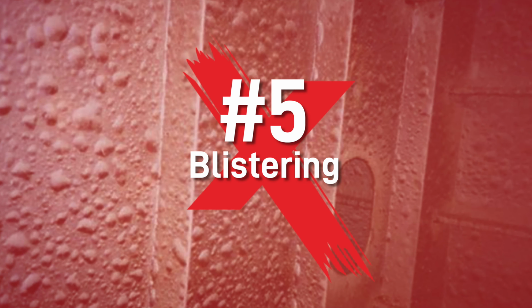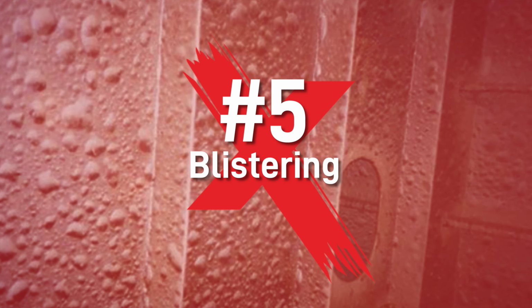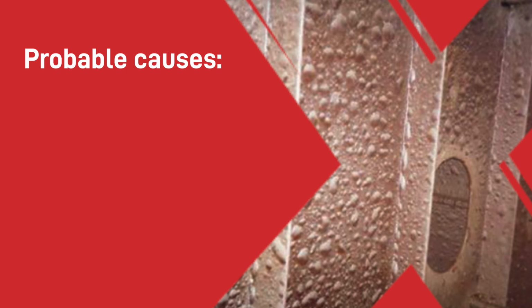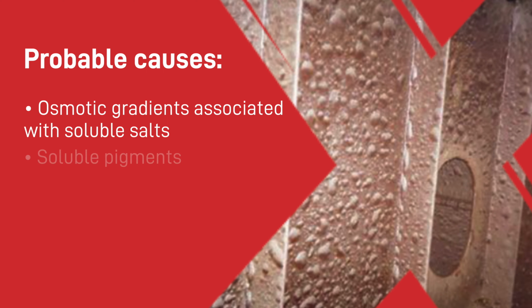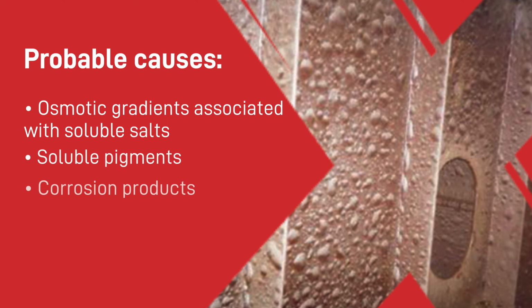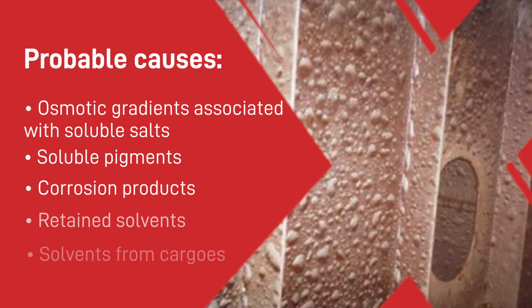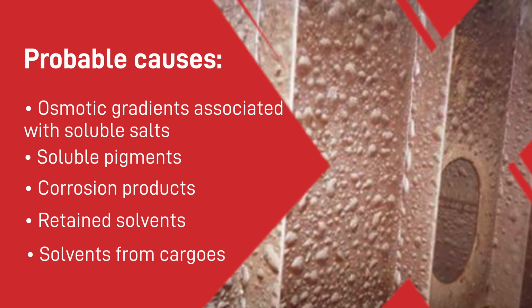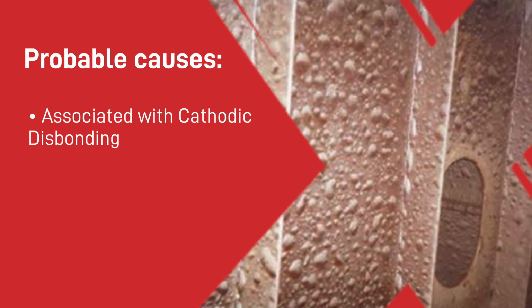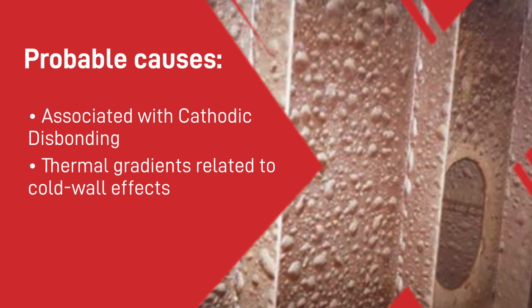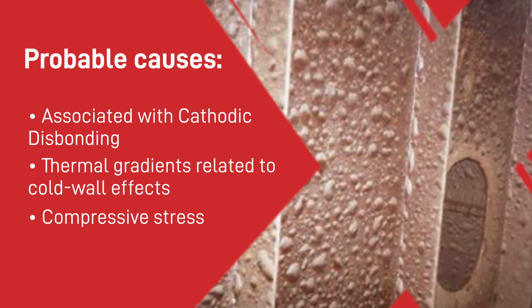Next up, we have blistering. There can be many reasons for blistering, and it's a common coating fault. Many factors can be involved here, including osmotic gradients associated with soluble salts, soluble pigments, corrosion products, retained solvents and solvents from cargoes, to name a few. Non-osmotic blistering is associated with cathodic disbonding, thermal gradients related to cold wall effects and compressive stress.